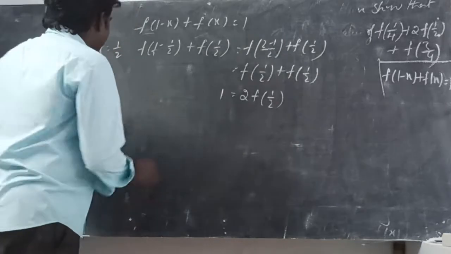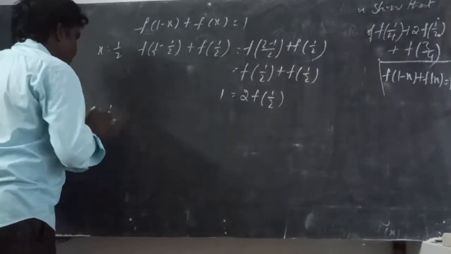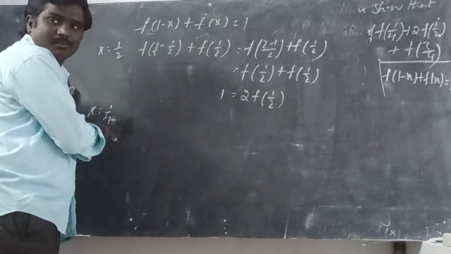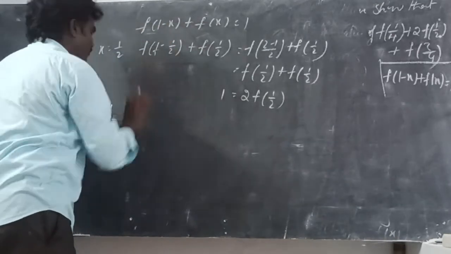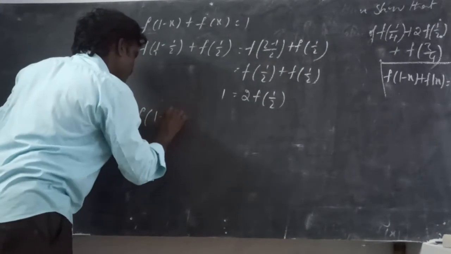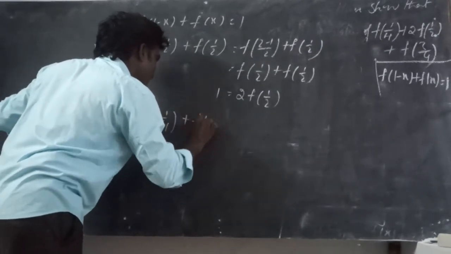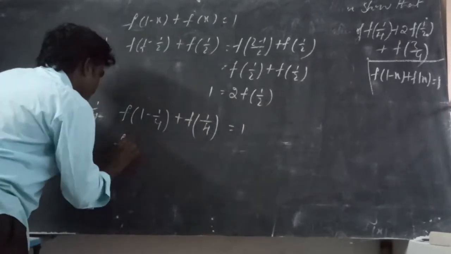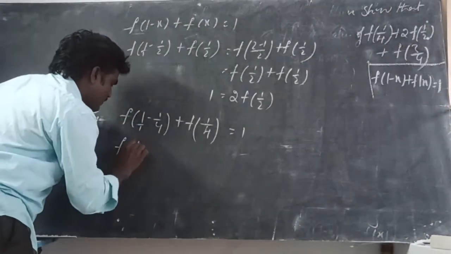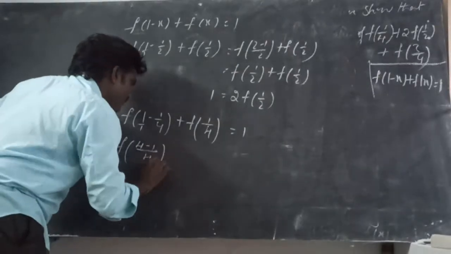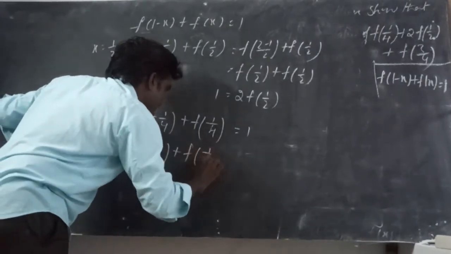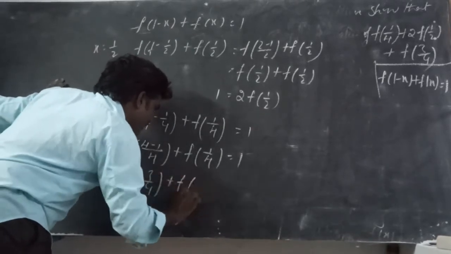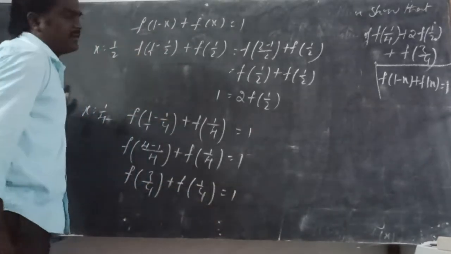Okay, next x is equal to 1 by 4. That means in the place of x you can put 1 by 4 in the given proof. So that is f of 1 minus 1 by 4 plus f of 1 by 4 is equal to 1. So 1 is a whole number, you can do that cross multiple. f of 4 minus 1 by 4 plus f of 1 by 4 is equal to 1. So that is f of 3 by 4 plus f of 1 by 4 is equal to 1.